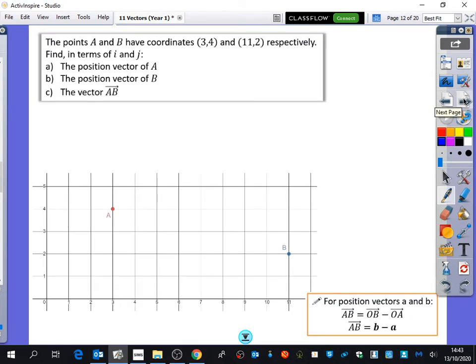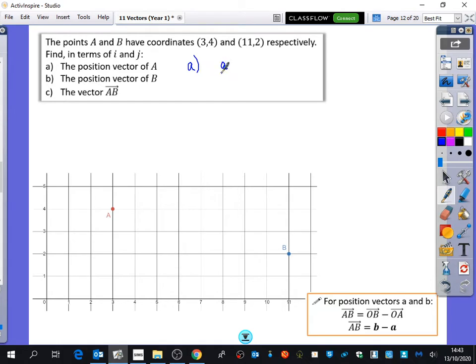I've got an example here, and it says the points A and B have coordinates 3, 4, and 12, 2, respectively. And you can see that on my graph that I've got down here. A is 3, 4 as the coordinate, and then B is 11, 2 as a coordinate. And the first thing it wants us to do is to find the position vector of A. So it's now not saying find the vector A, because it doesn't make any sense. It needs to be a position vector because we're talking about it on a grid.